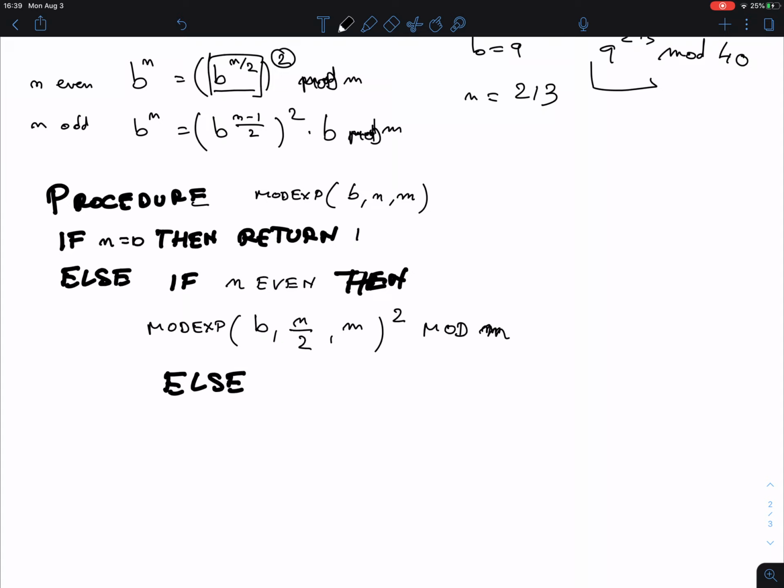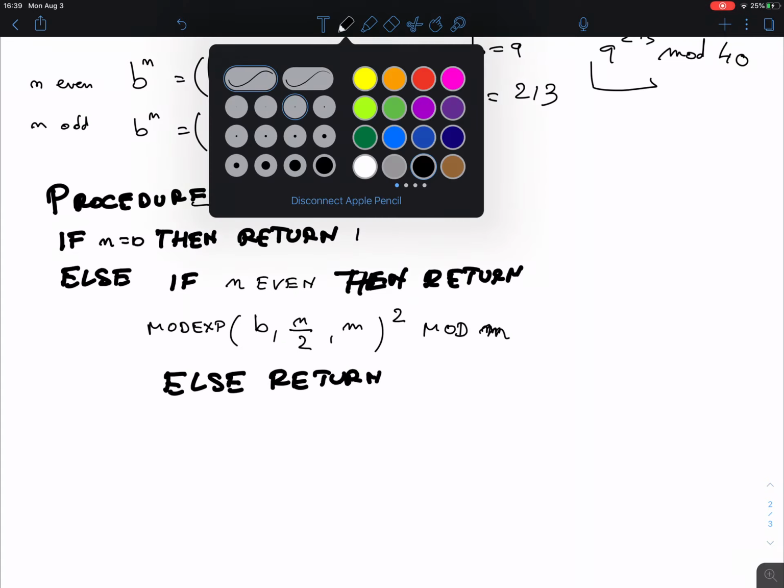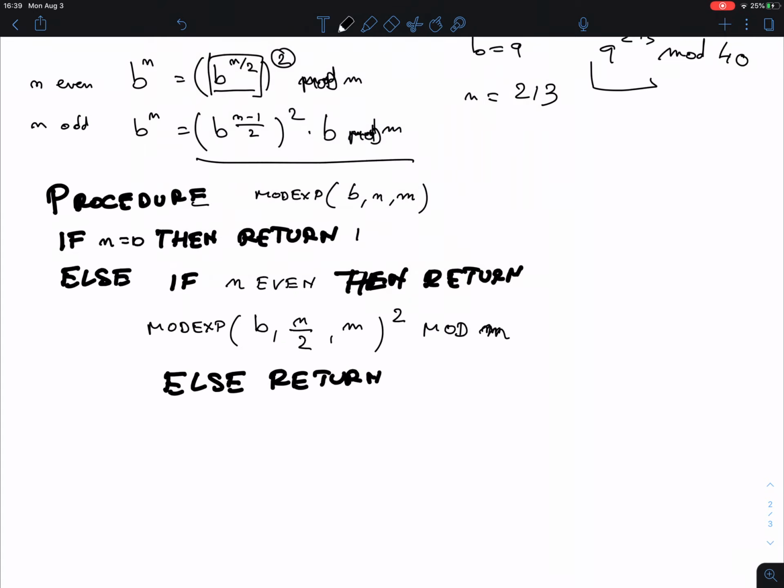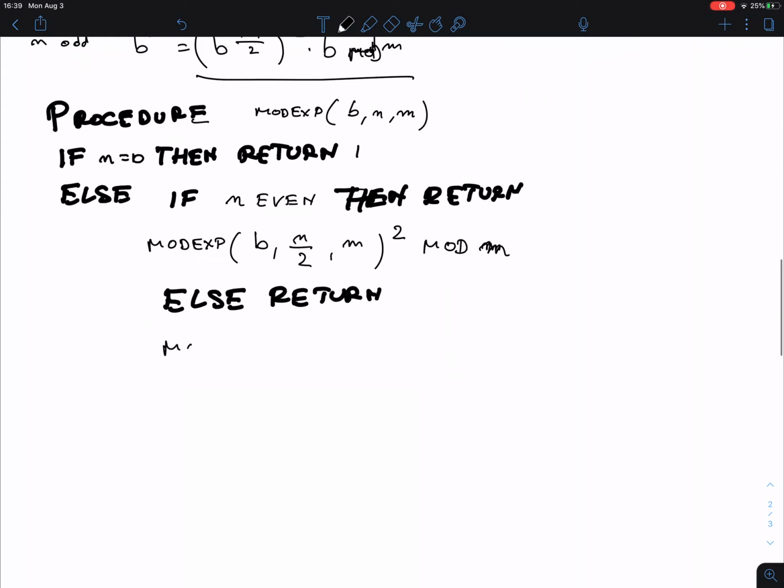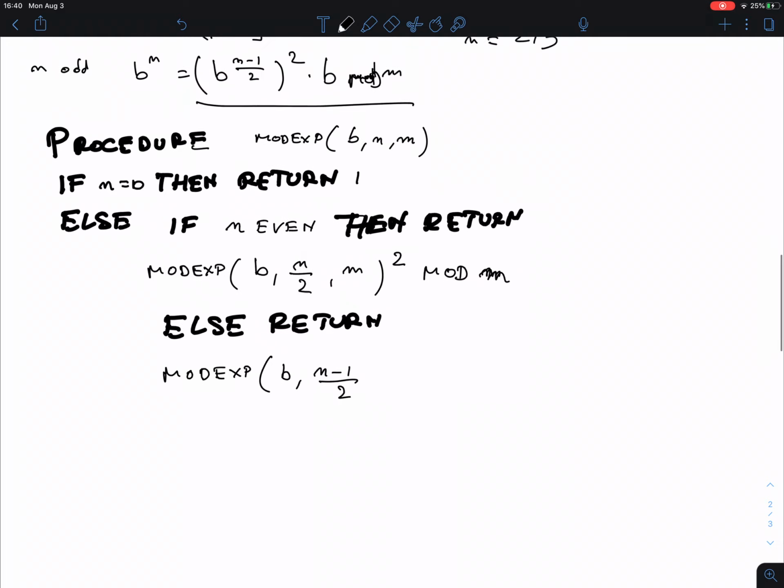Else return. Yeah, sorry, then return, I should have put this here. Else return, what are we going to return? Well, we have to do this one, okay? So what is this? Well, that is the mod exp. We now take the exponent, which is going to be n minus 1 divided by 2. That is then again a number, the correct number.